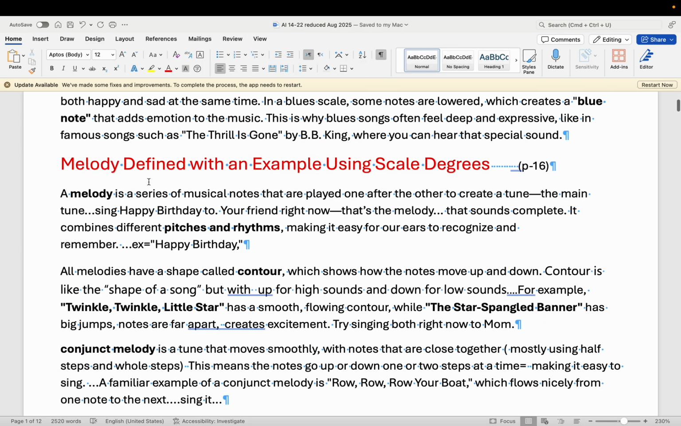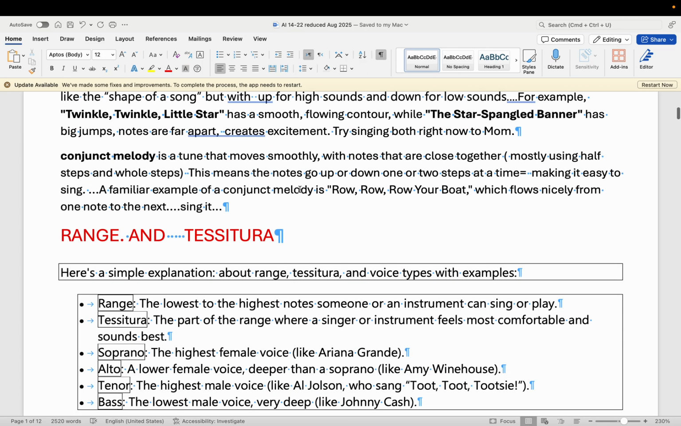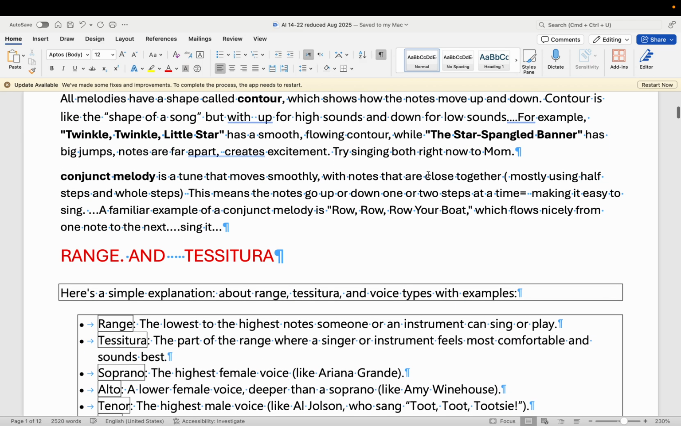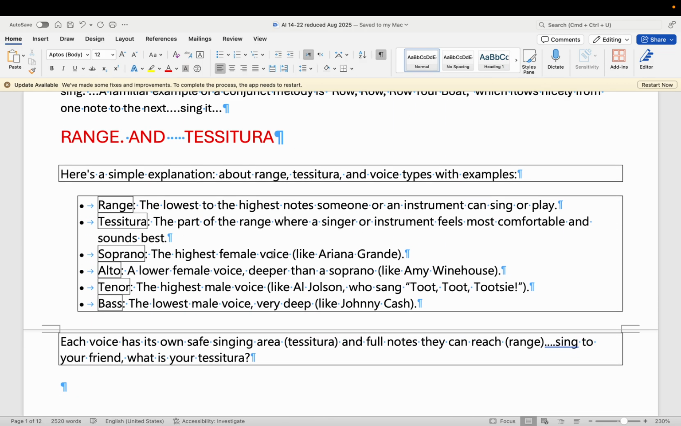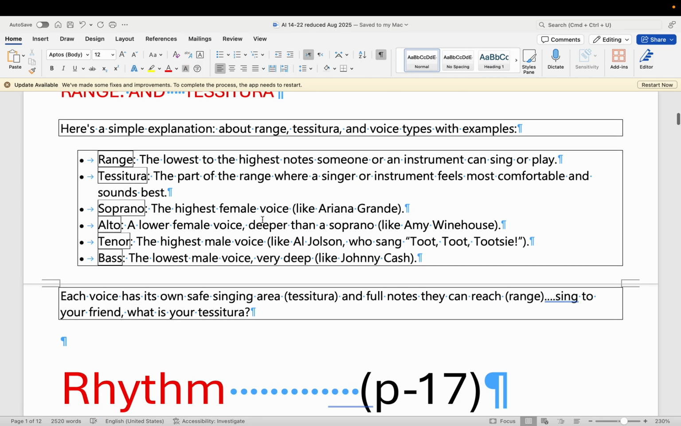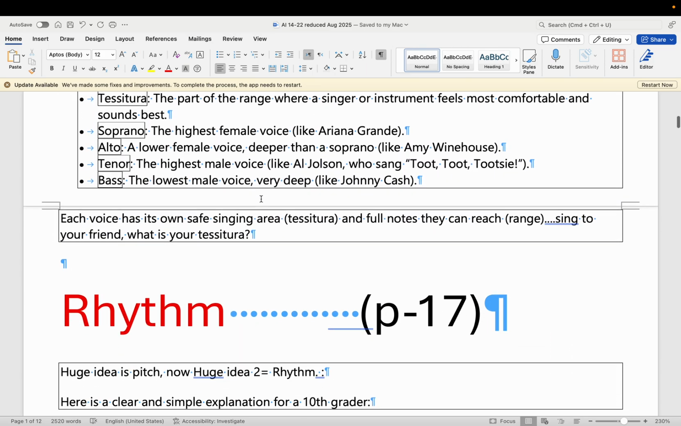Melody is basically the song. Like if you sing Happy Birthday, that's the melody, all right? The contour is the ups and downs of a song. Like Star Spangled Banner has a lot of ups and downs. Range and tessitura, this is the high to low notes, and this is stuff like sopranos, altos, and things like that. Okay, that's going to wrap up that section of pitch.